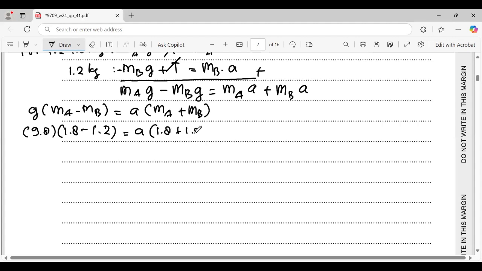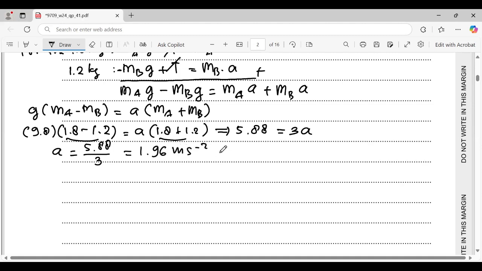The result is 0.6 on the left and 1.8 plus 1.2, which is 3, on the right. So 0.6 times 9.8 is 5.88, which equals 3a. So a equals 5.88 over 3. This is 1.96 meters per second squared, or rounded off, 2 meters per second squared.